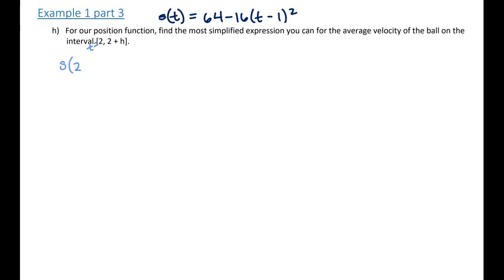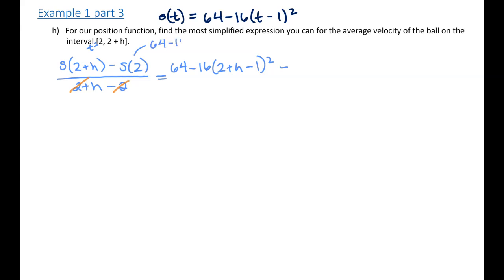We need s of 2 plus h minus s of 2 over 2 plus h minus 2. And notice on the bottom, those 2's are going to drop out. We'll just have the h left over. On the top, we'll need to plug back in to our function, 64 minus 16 times 2 plus h minus 1 squared. And then minus s of 2, I'm just going to do a little scratch work for that, 64 minus 16 times 2 minus 1, so 1 squared, which means we have 64 minus 16, or 48. All right, so there's our difference quotient set up.